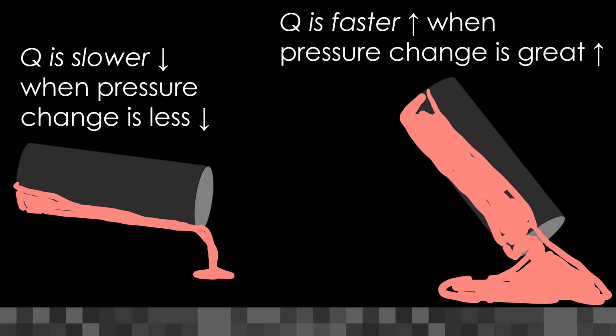The flow rate, or Q, will increase if the pressure change increases. In the first picture, the pressure change is small, therefore the rate at which the fluid flows is slow. In the second picture, the pressure change is large, and that causes the fluid to flow much faster. We see this when pouring liquid out of a container. The fluid comes out much faster if we were to turn the bottle upside down. This makes flow rate and pressure change directly related.